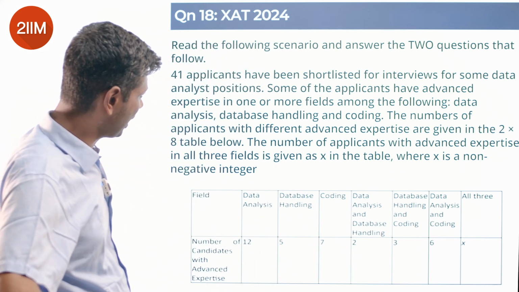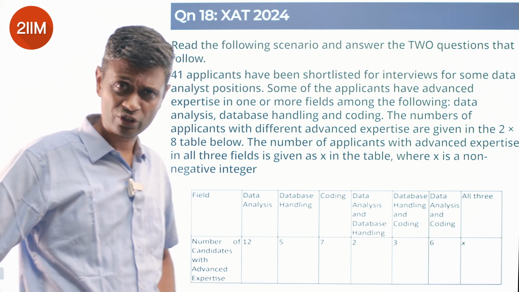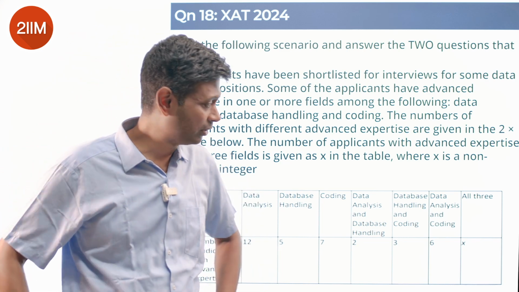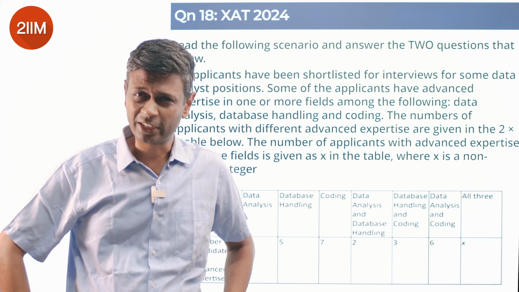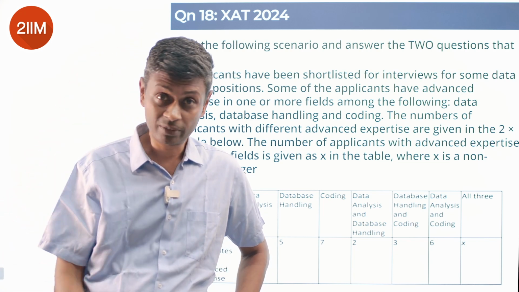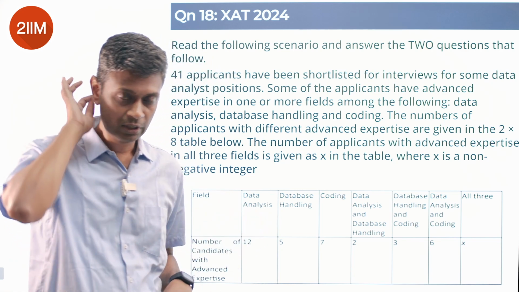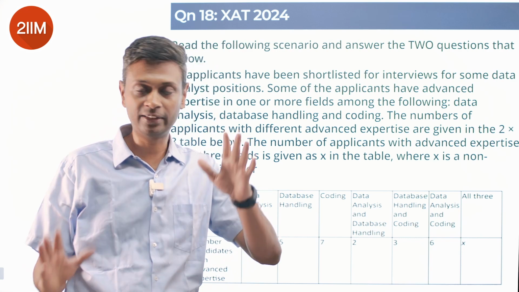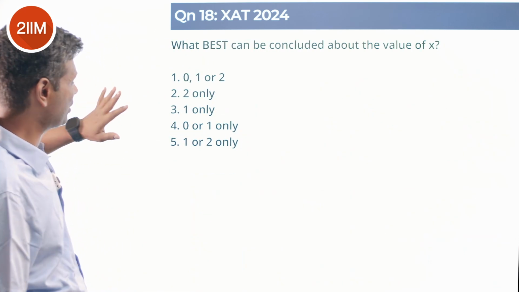The number of applicants with advanced expertise in all 3 fields is given as x in the table, where x is a non-negative integer. First of all, I was a little worried about this. Whenever I'm given this question that screams set theory, I always worry whether the person who's created this question has meant data analysis only or data analysis. My bias is for taking it as data analysis, but I just worry. Are they thinking the same way that I'm thinking? And so I think that got eased out.